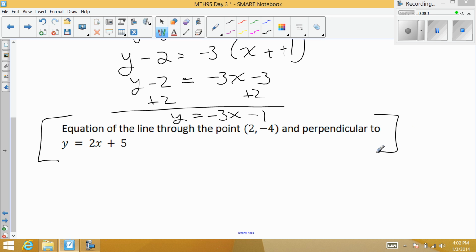Okay, so this next one, I'm going to have you do. So this will be one of several problems in this assignment that you're going to need to write up and bring to class next class period. So the equation of a line through this point and perpendicular to this line.